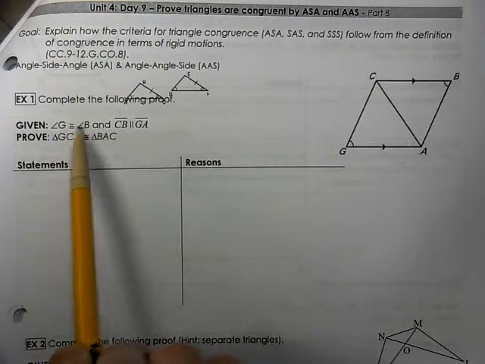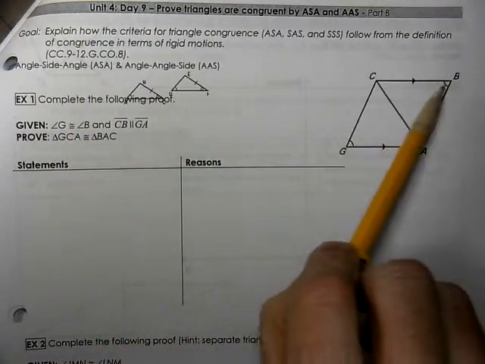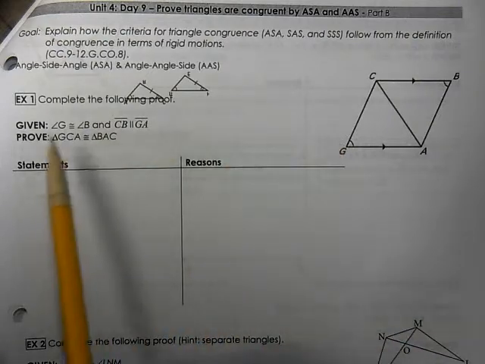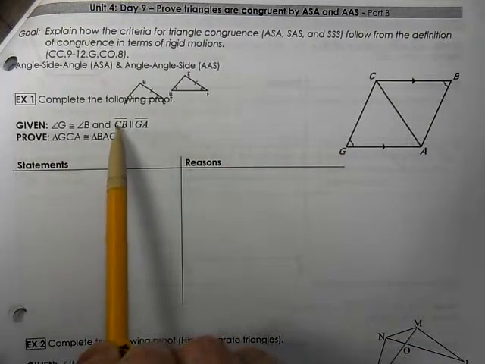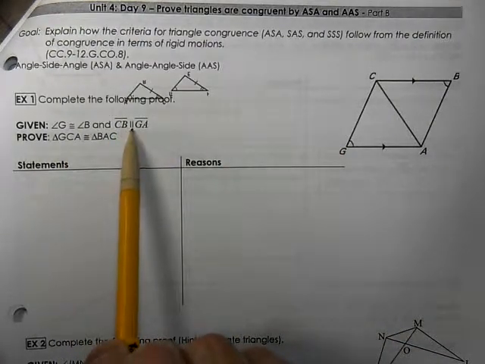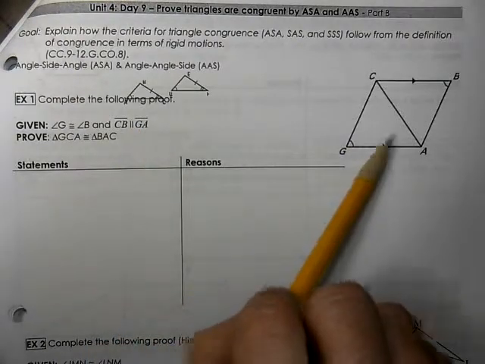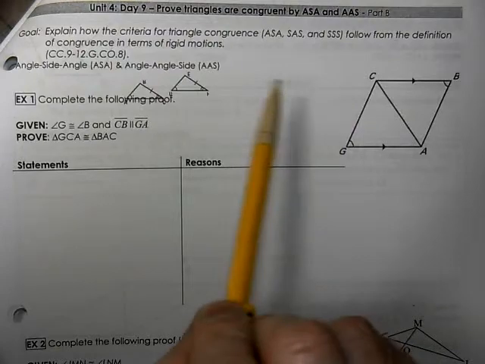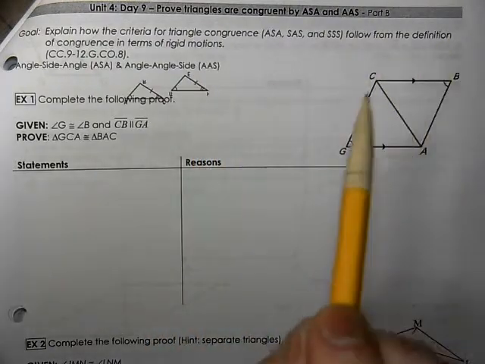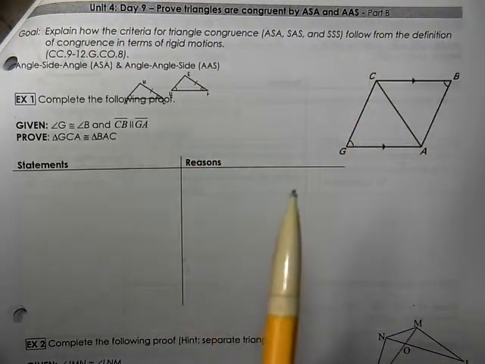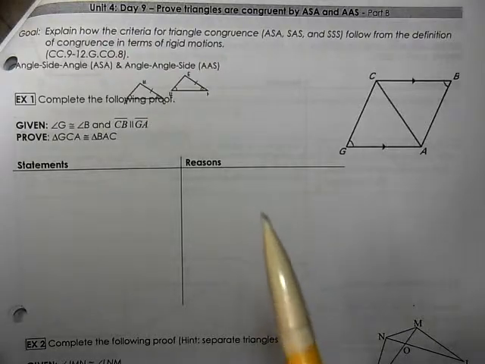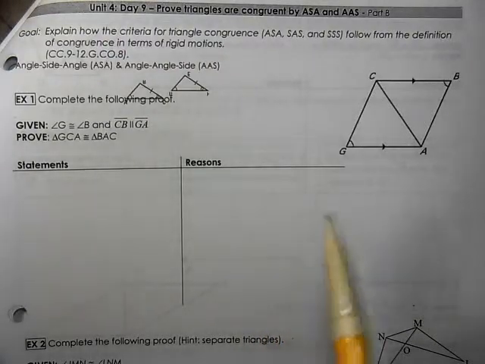Recognize that angle G and B are congruent. So those are already marked in your picture. Notice that side CB is parallel with side GA. Those are already labeled. They have the arrows that tell you that they are parallel to each other. Now you need to come up with a plan to prove the triangles congruent.